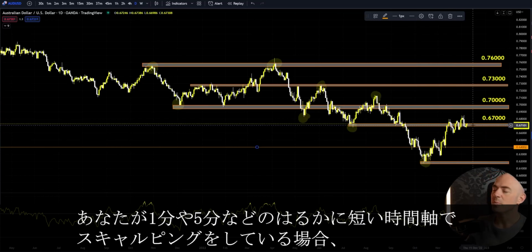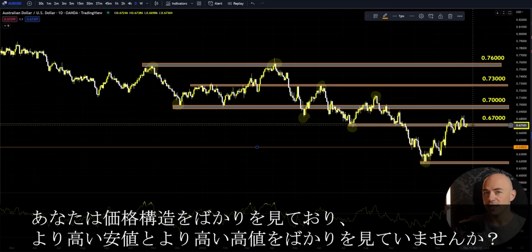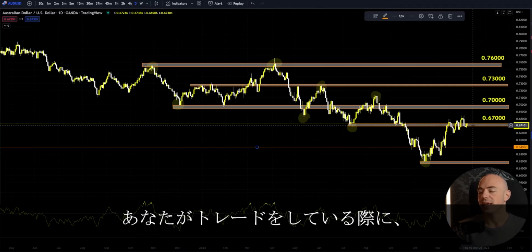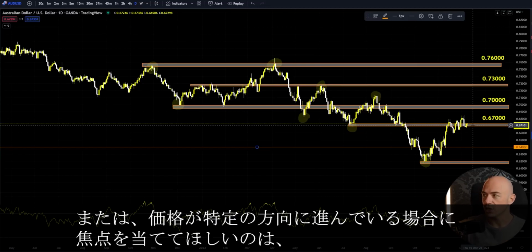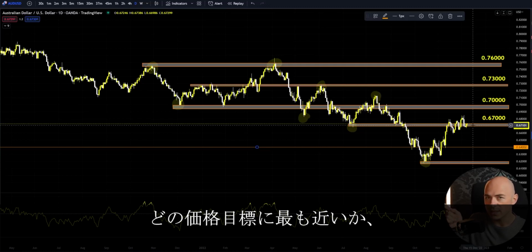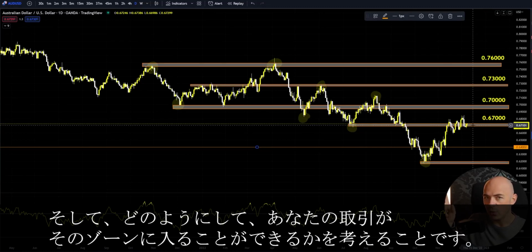So if you're scalping on a much smaller time frame, like the 1 minute or the 5 minute, but you're looking at price structure, you're looking at higher lows and higher highs, you get into your trade, the price targets that I want you to focus on when you're holding those scalps longer or going in a specific direction is look at which one it's closest to and how you can get into that trade, into that zone.